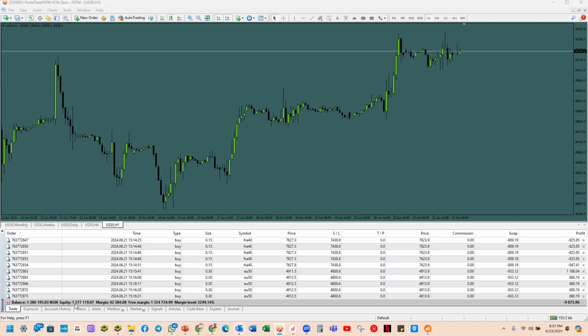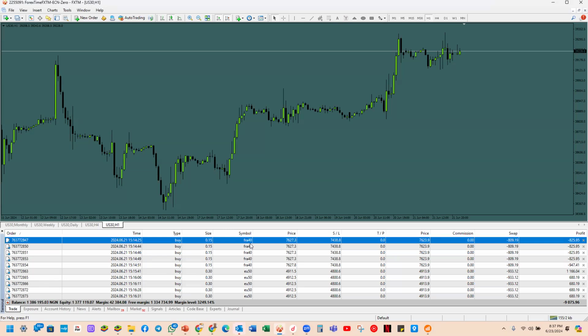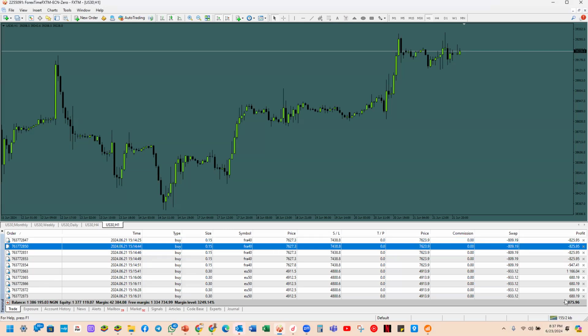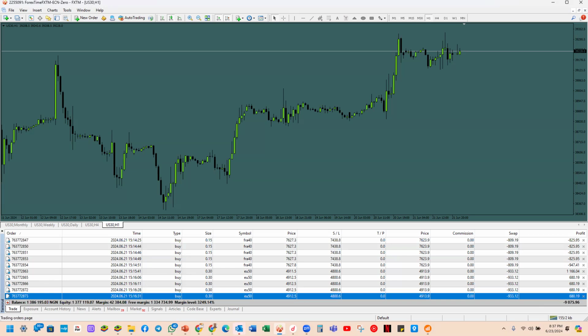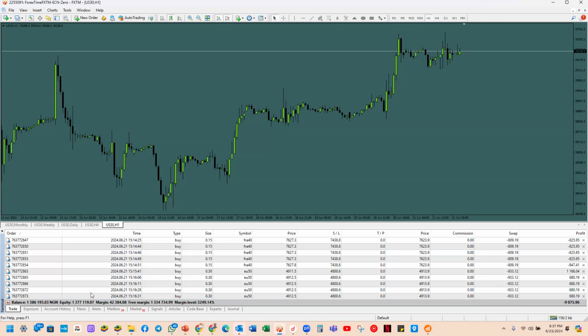Now, why is it showing me 1,377? Because I'm on several trades here, and this trade is giving me a loss of minus 9,000 naira. So if you subtract 9,000 from 1,386,000, you will see that you have 1,377,119.07. So this is your equity. Your equity is always seen as floating until you close the trade. That money is not yours.